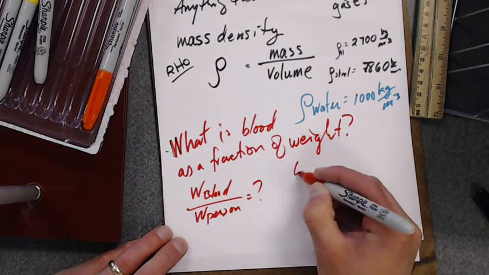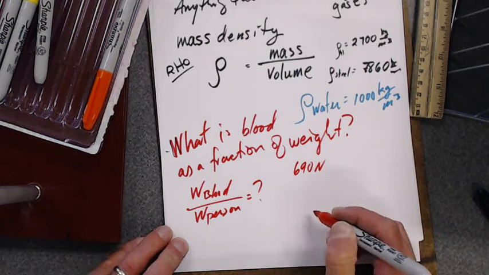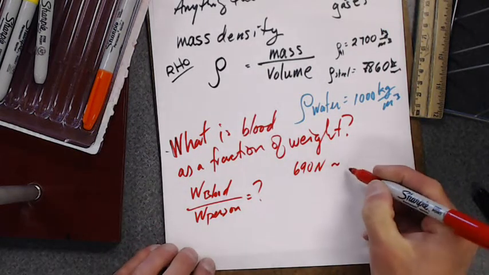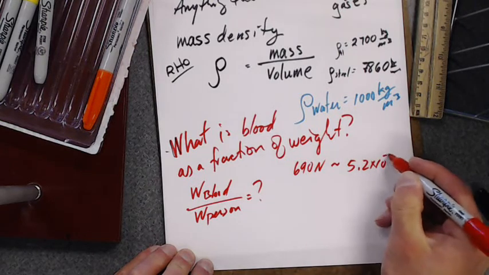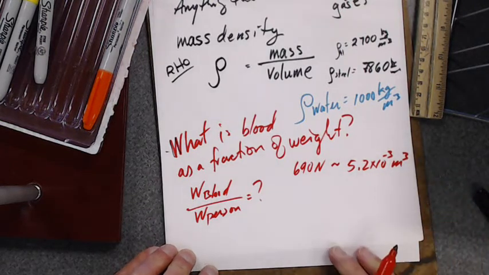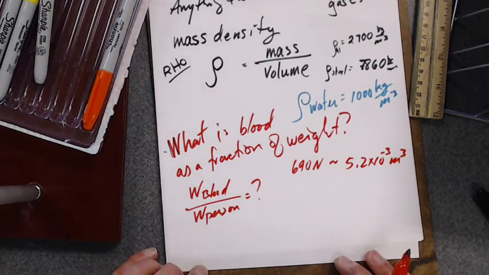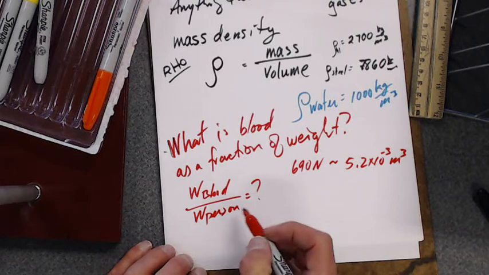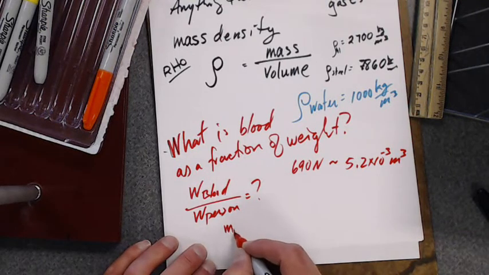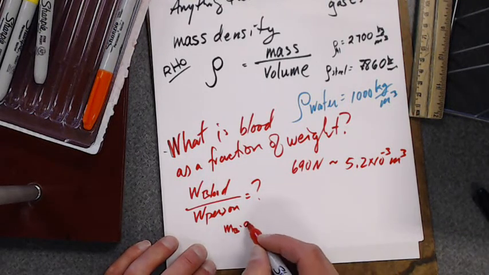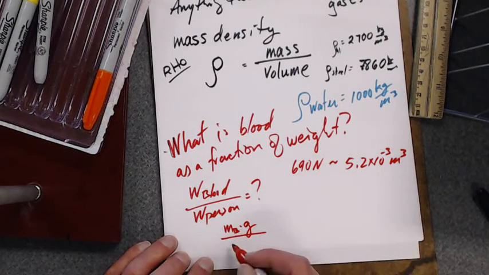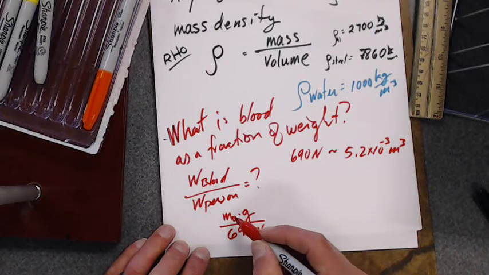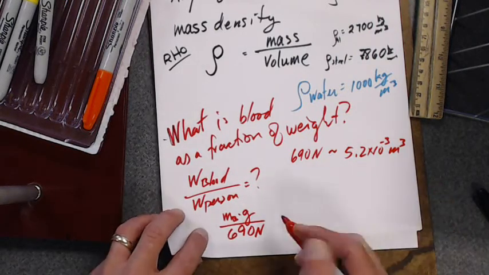I know that a 690 newton man has about 5.2 times 10 to the minus 3 cubic meters of blood in them. Well, that's kind of gross. So the weight of the blood is going to be the mass of the blood times g, divided by the weight of the person, which in this case is 690 newtons. I know what g is. I need to find out what the mass of the blood is.